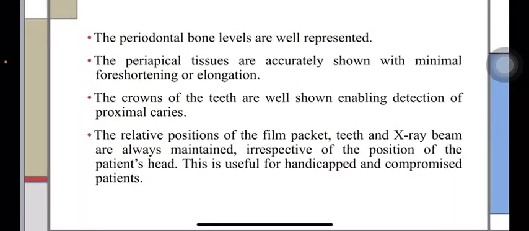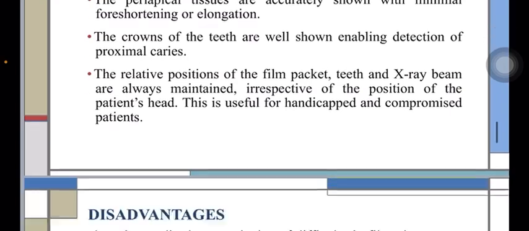Periodontal bone levels can be represented. The periapical tissues are accurately shown with minimal foreshortening and elongation. The crowns of the teeth are well shown, enabling detection of proximal caries. The relative position of the film packet, teeth and X-ray beam are always maintained irrespective of the position of the patient's head.